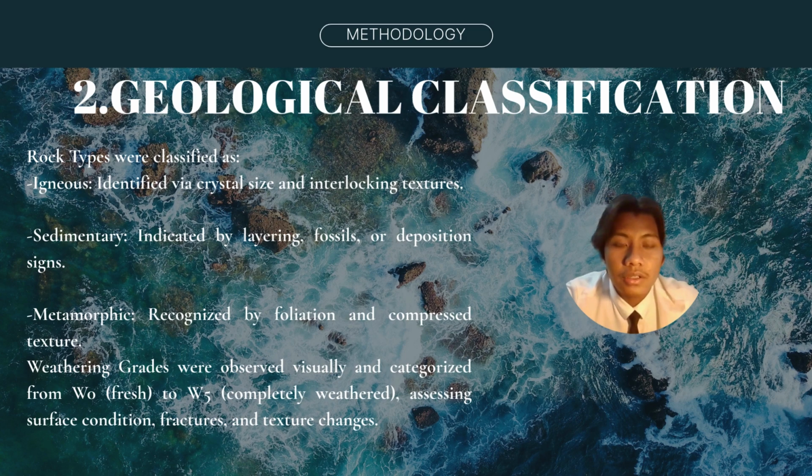So next is the geological classification. As we know, we have three rock types, which is igneous, sedimentary, and also metamorphic. Weathering grades were observed visually and categorized from fresh to completely weathered, assessing surface condition, fractures, and texture change.